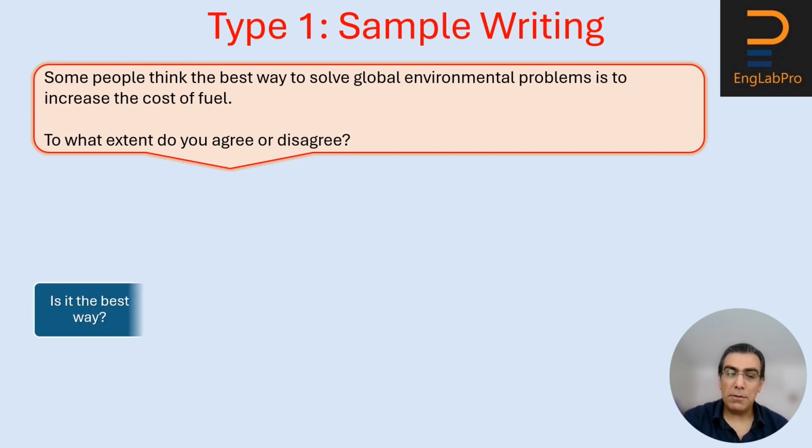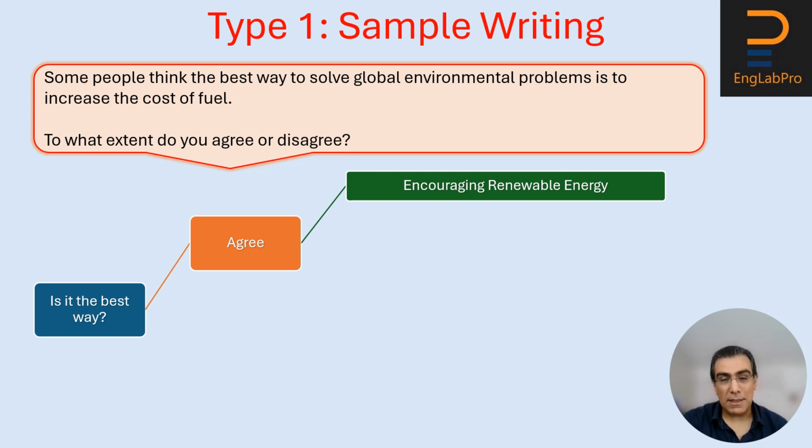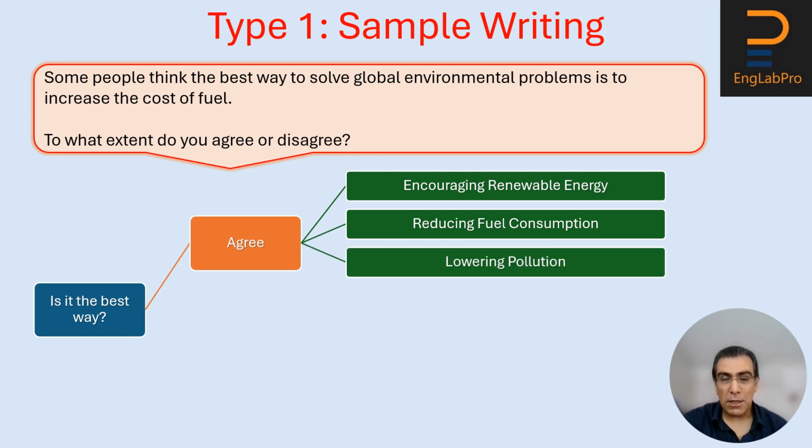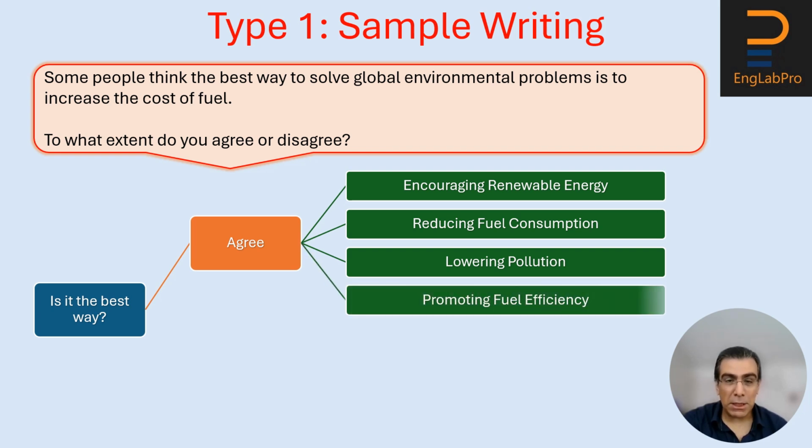Now I'm going to tell you what my ideas are. So is it the best way really to solve the global environmental problems? Well, if I want to agree with this, I have these ideas and I can use them. Encouraging renewable energy, reducing fuel consumption, lowering pollution, and then promoting fuel efficiency. These are the reasons that I can mention if I want to agree with this idea.